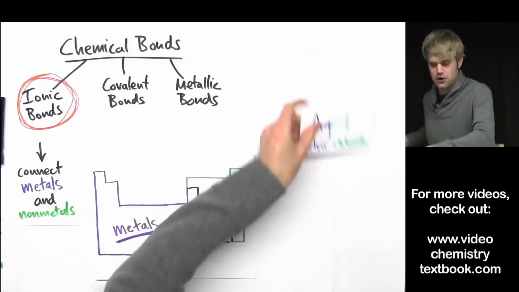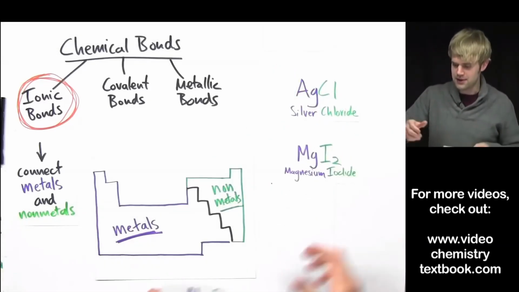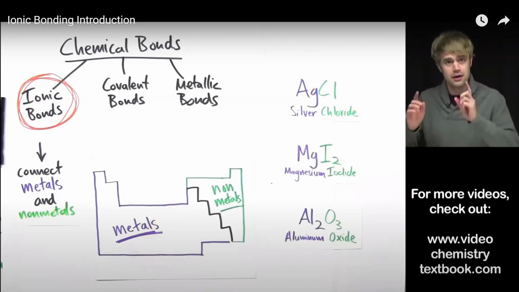So some examples are silver chloride, magnesium iodide, or aluminum oxide. So here we have some compounds, and you can feel free to write down those names. If the font is too small, it was too small for someone who forgot their glasses yesterday, so we have them written up nice and big here.